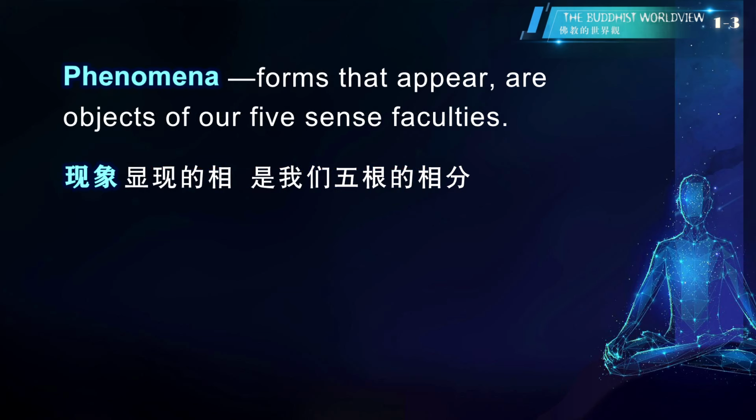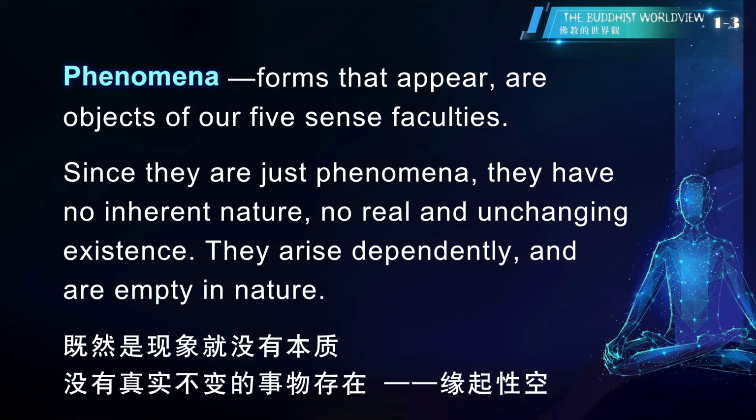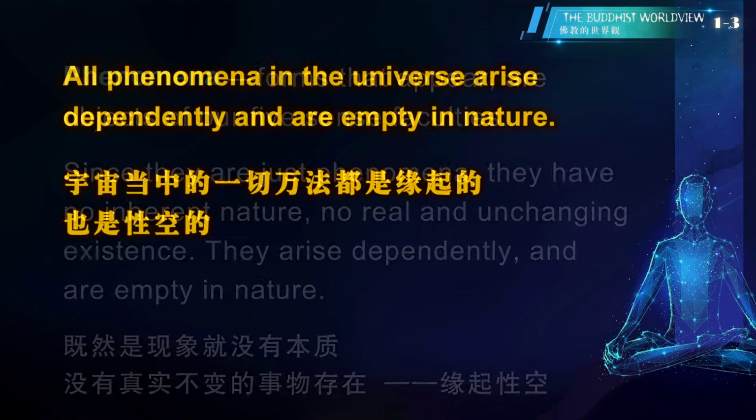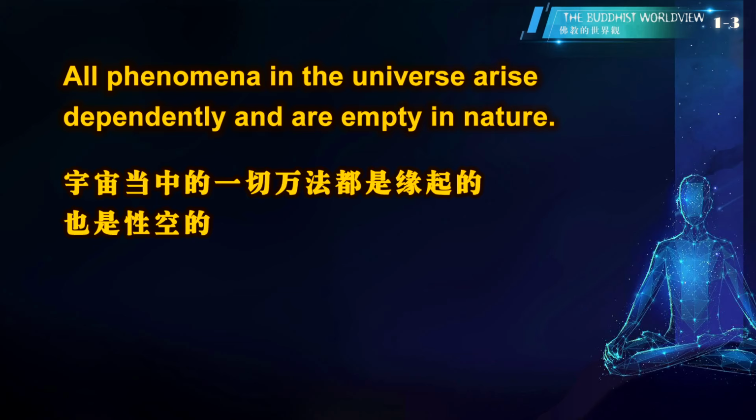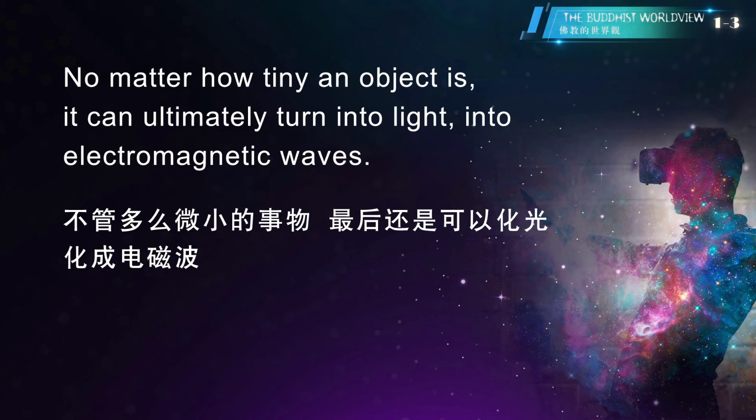Phenomena, forms that appear, are objects of our 5 sense faculties. Since they are just phenomena, they have no inherent nature, no real and unchanging existence. They arise dependently and are empty in nature. All phenomena in the universe arise dependently and are empty in nature. No matter how tiny an object is, it can ultimately turn into light, into electromagnetic waves.